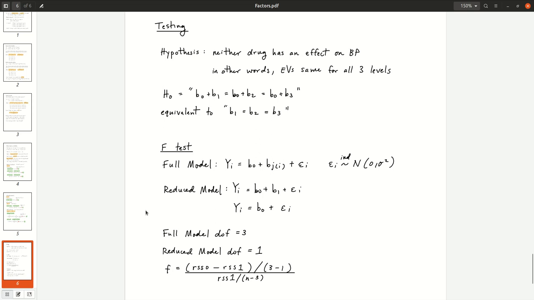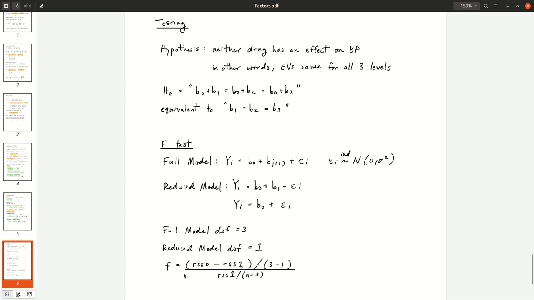So the next thing we have to do is fit the two models, store the residual sum of squares, and then figure out what the model degrees of freedom are. So let's say we fit the models and got RSS0, the residual sum of squares from the reduced model, and RSS1, the residual sum of squares from the full model. Then we have to think about the model degrees of freedom. Recall that the model degrees of freedom for the one-factor model is the number of levels of the factor, which is 3 in this experiment. The reduced model degrees of freedom is just 1, because you just need to specify one number, B0, to get the expected value part of the reduced model.